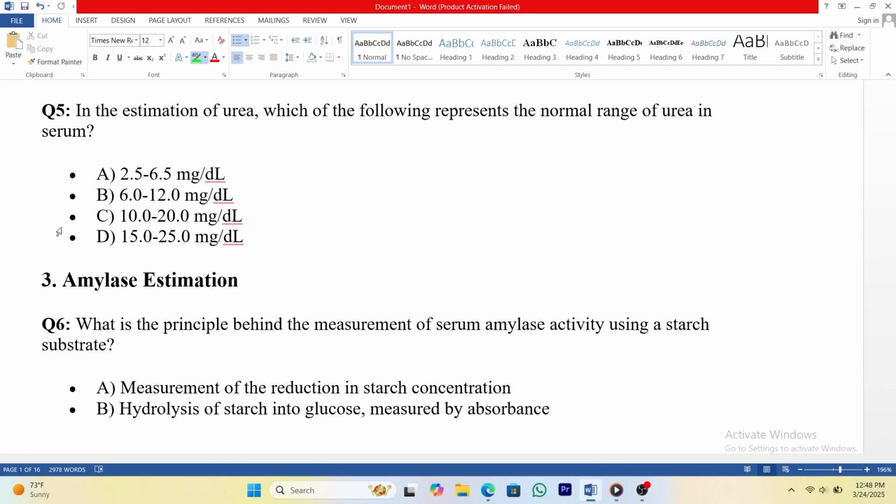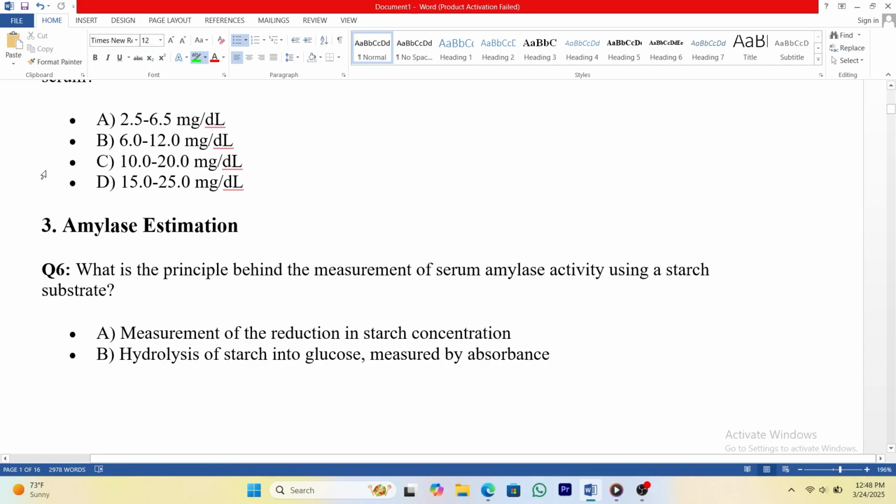5. In the estimation of urea, which of the following represents the normal range of urea in serum? A. 2.5 to 6.5 mg/dl. B. 6.0 to 12.0 mg/dl. C. 10.0 to 20.0 mg/dl. D. 15.0 to 25.0 mg/dl. Answer, B. 6. What is the principle behind the measurement of serum amylase activity using a starch substrate?